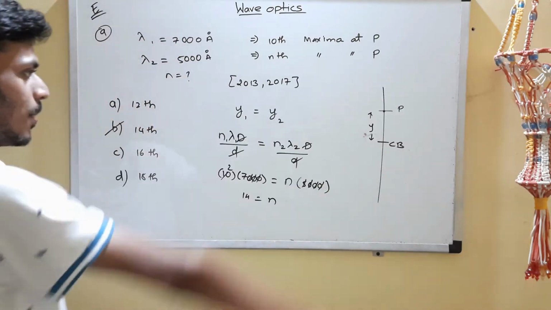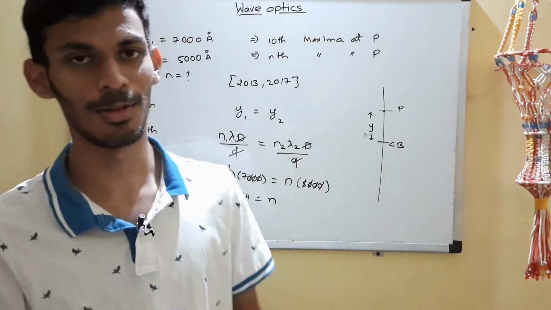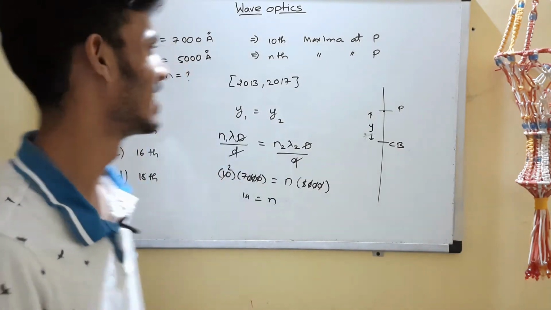I hope you were able to understand this. It was pretty much simple: n1 lambda 1 equals n2 lambda 2. Let's move to the next question.